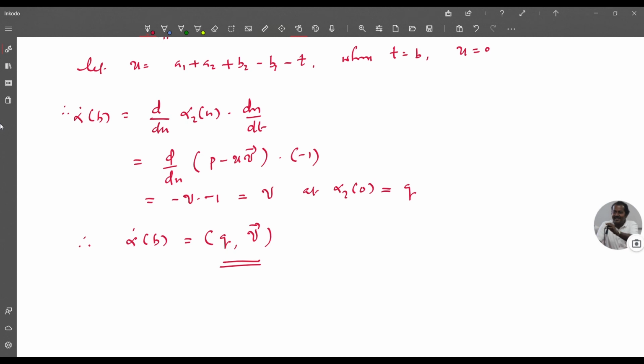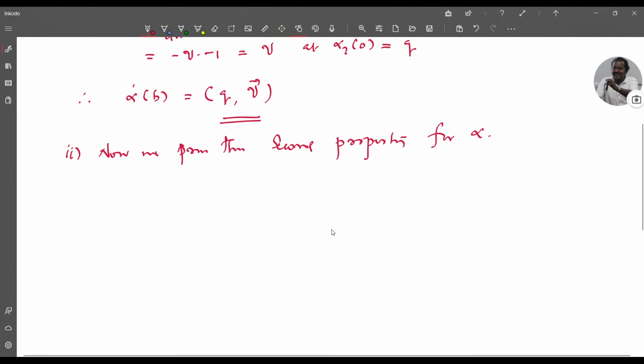So this proves the first condition for alpha. Now we prove the second property for alpha. We have g composition alpha 1 prime of t. This is equal to del g of alpha 1 of t dot alpha 1 dot of t.